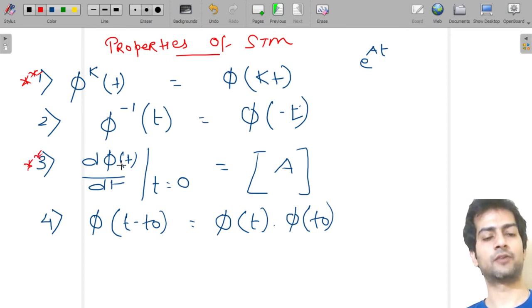That is, if we take differentiation of STM and then put t equal to 0, then we will get matrix A. We will solve questions on these two properties. You will see it. So keep it in mind. These two properties are important.